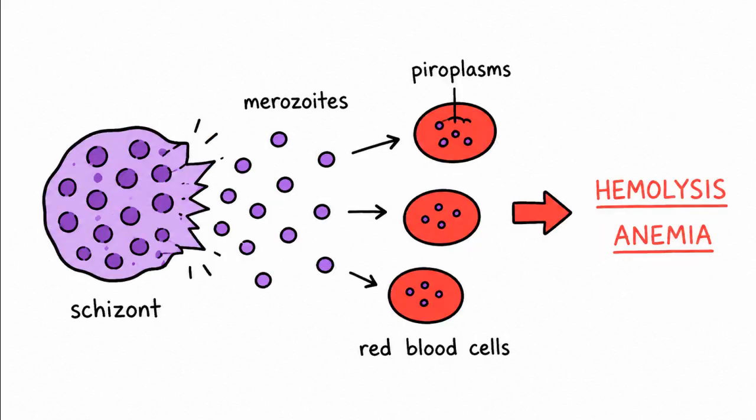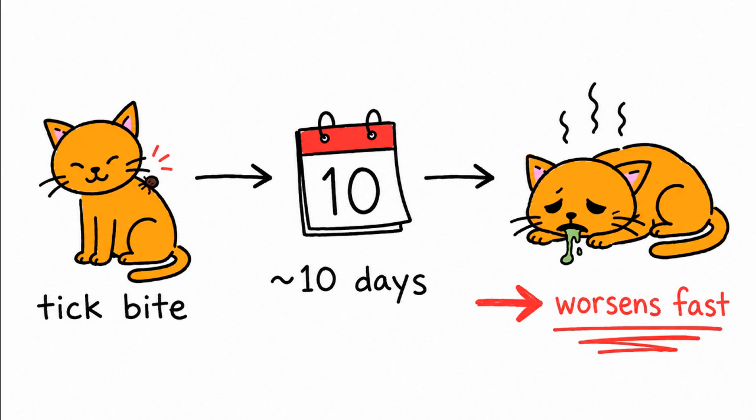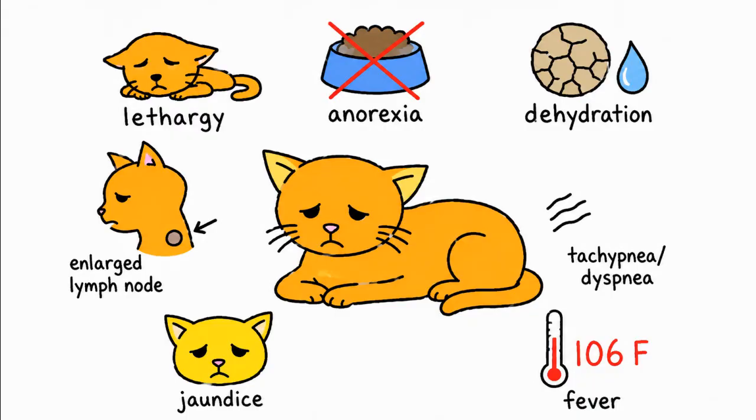When the schizones rupture, they release merozoites that invade red blood cells and form pyroplasms, producing additional hemolysis and anemia. Clinical signs often begin approximately 10 days after the infective tick bite and can worsen extremely quickly.